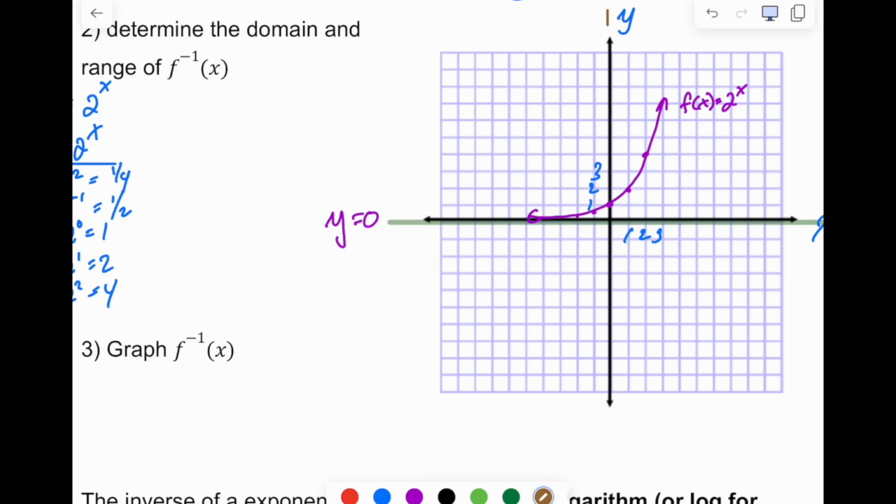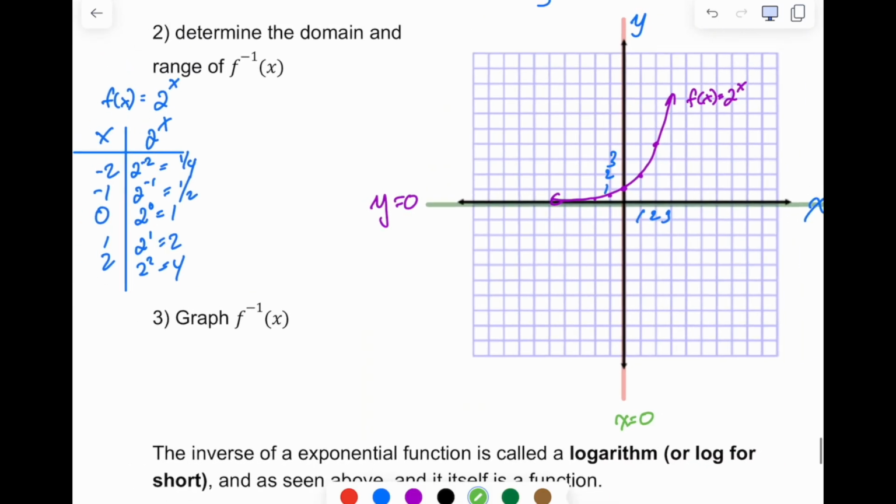Here we're going to get a vertical asymptote. Let me do this in red. Okay, so there's a vertical asymptote, and that's going to be at x equals 0. All right?